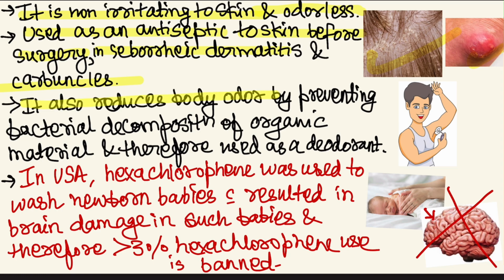It also reduces the body odor by preventing the bacterial decomposition of organic material, and hence it is used as a deodorant. Then in USA, it was seen that hexachlorophene, which was used to wash the newborn babies, resulted in brain damage in such babies. That is, the brain was damaged in the newborn babies who were washed by the hexachlorophene. Therefore, now more than 3% hexachlorophene solution use is banned in USA.